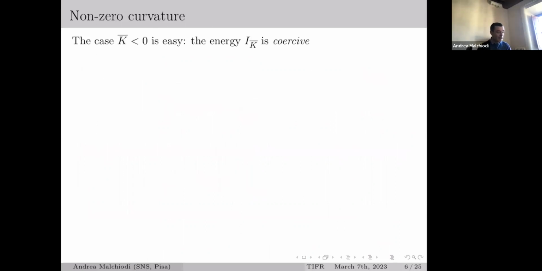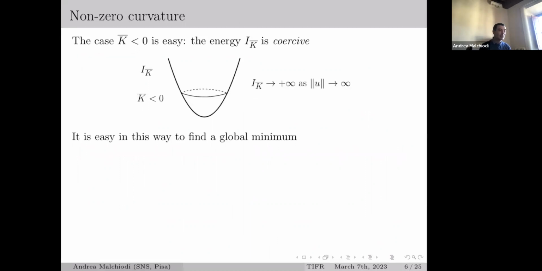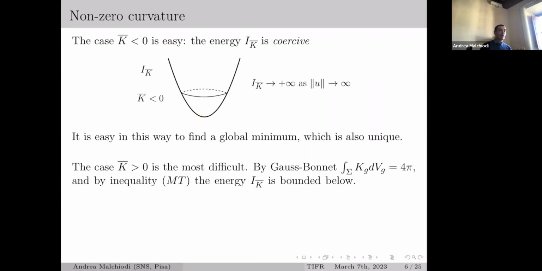Okay, so let me consider now the case of K bar negative. In this case, the energy becomes coercive, which means that it tends to infinity when the norm tends to infinity. And therefore, in such a case, it is very easy to find the global minimum by the direct methods of the calculus of variations, which is also unique. And therefore, you can easily solve the problem if K is negative. So we saw the case K equal to 0 before, the easiest case, and then K bar negative is the next case in order of difficulty. What is difficult is the case of K bar positive.